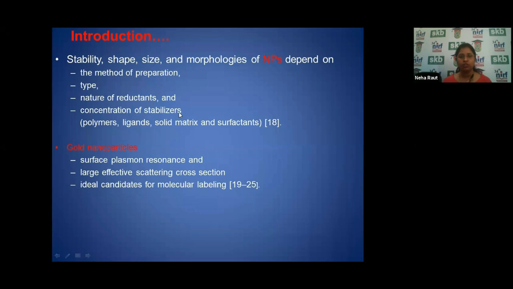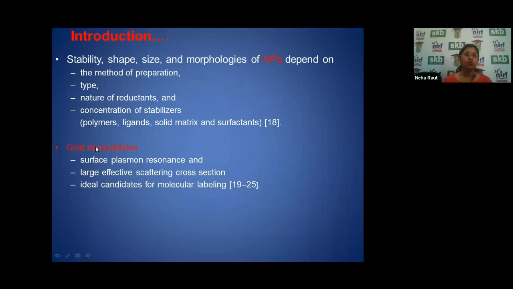Stabilizers are those which carry out the role of capping and stabilize the nanoparticle. So the stabilizers include polymers, ligands, solid matrices, and surfactants. Even in the case of gold nanoparticles, earlier they added surfactant. But again, this is the question: if we are adding surfactant, we are adding a chemical again. So how do we resist the point of toxicity?